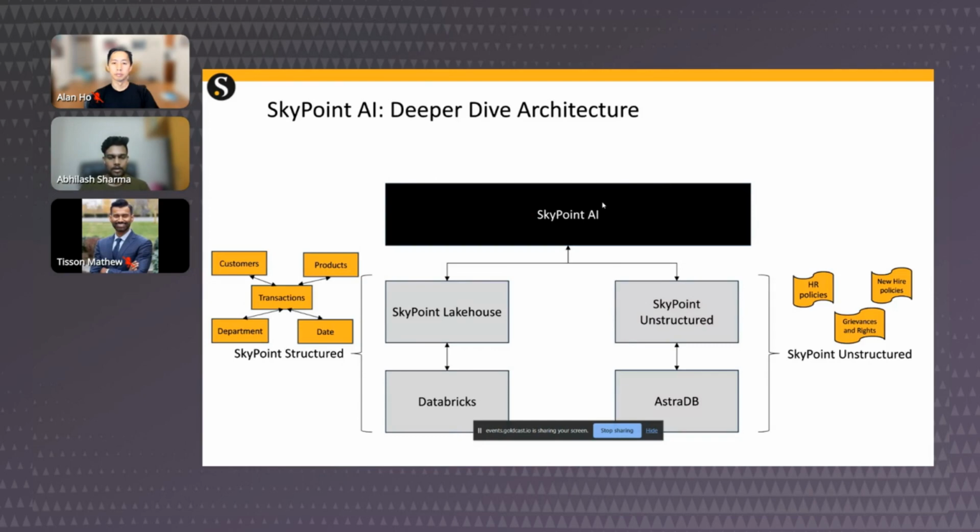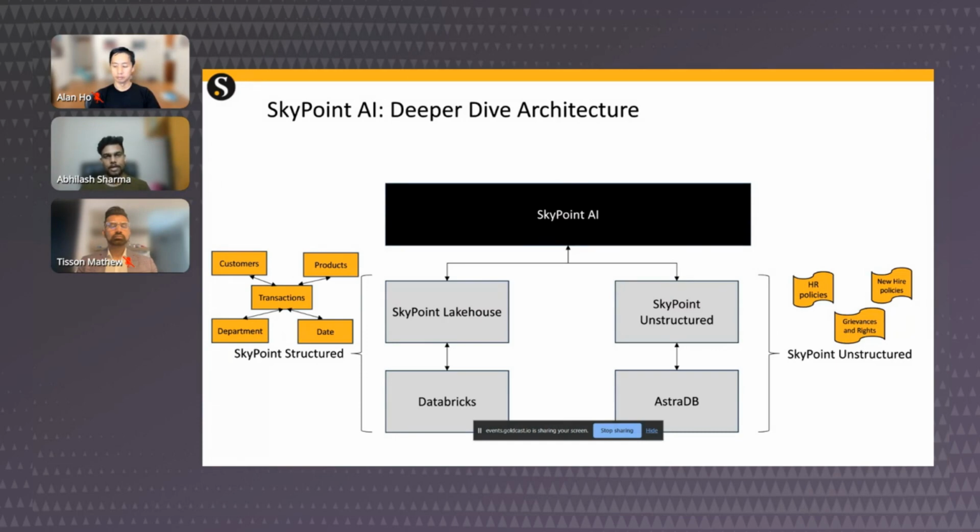Deep diving one level further, there are 2 types of data sources. One is the structured data source, that is, the dimensional facts and dimension tables that a traditional warehouse has, and this is stored in SkyPoint Lakehouse. Whereas unstructured data sources could be policy documents, which could be PDFs, docs, text files, or JSONs. Examples could be HR policies, new hire policies for a particular organization, grievances and rights, and insurance policies.